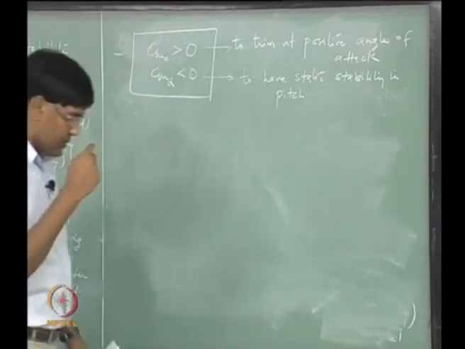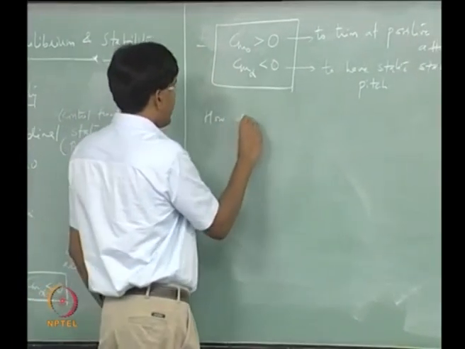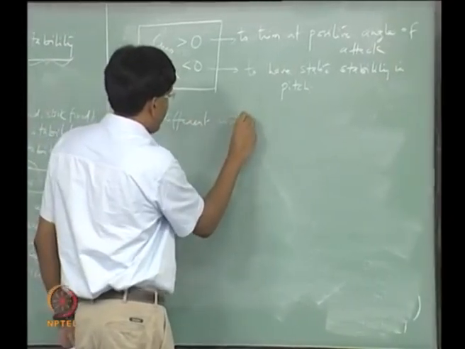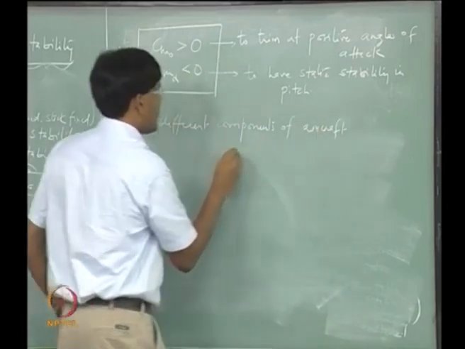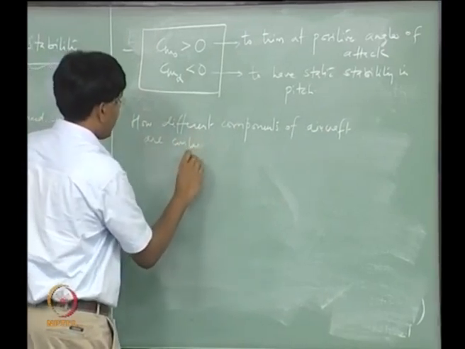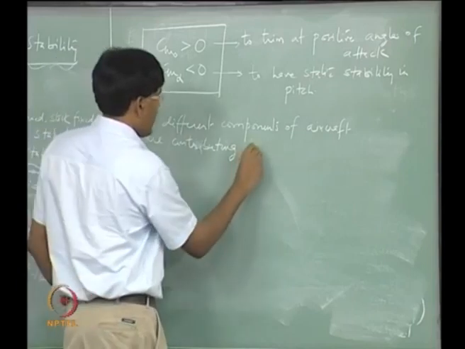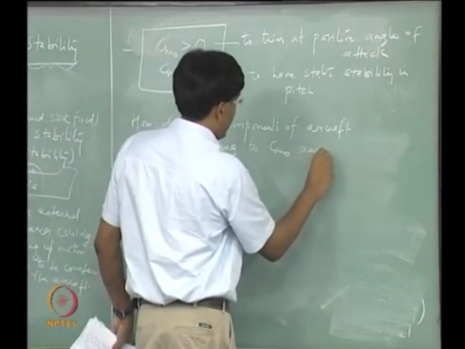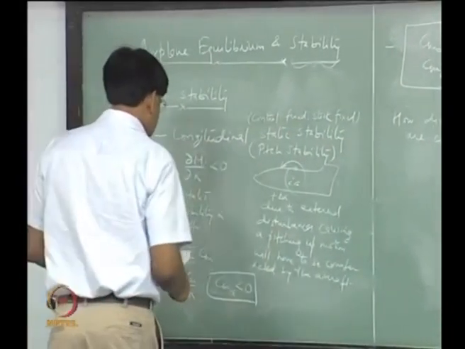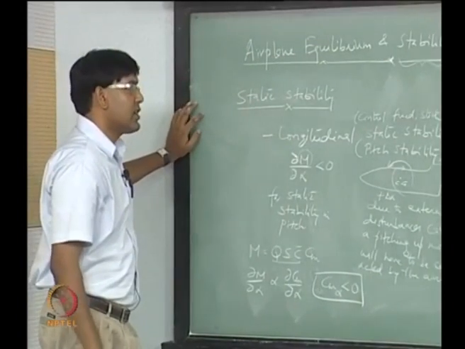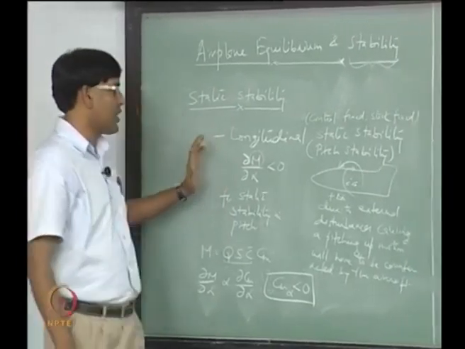In the coming lectures, what we'll see is how different components of the aircraft are contributing to Cm naught and to Cm alpha. This is what we'll look at in the next few lectures, but before that let me just complete this. So this is the criterion for stability in pitch.